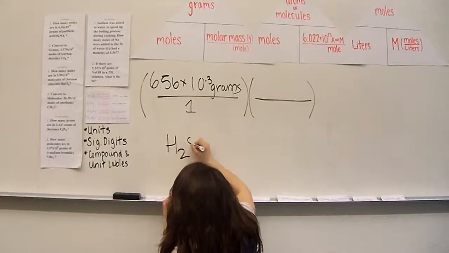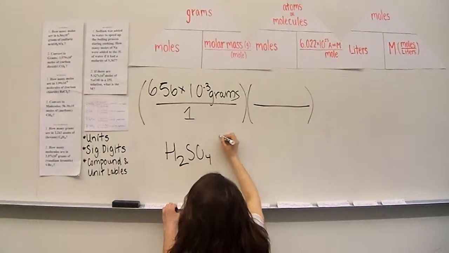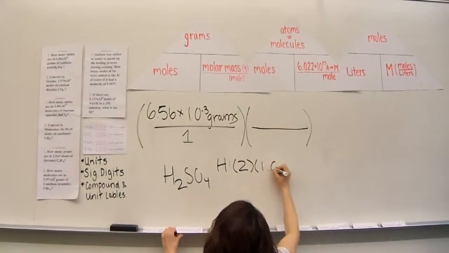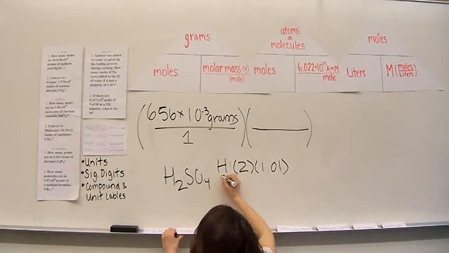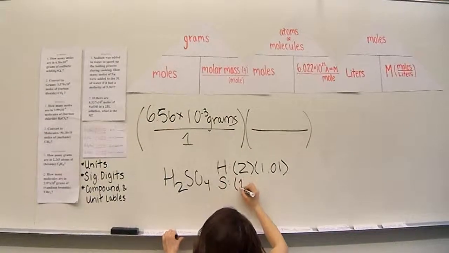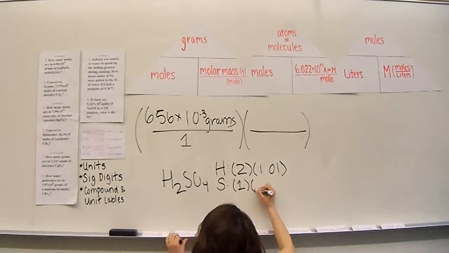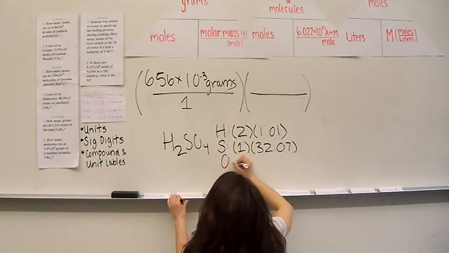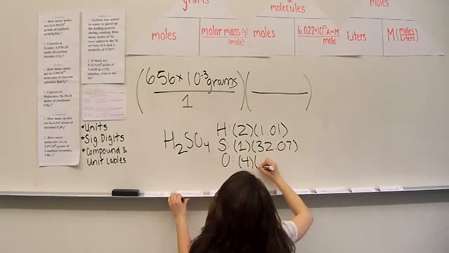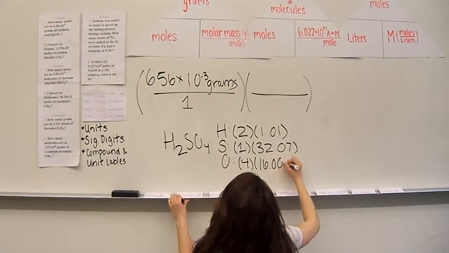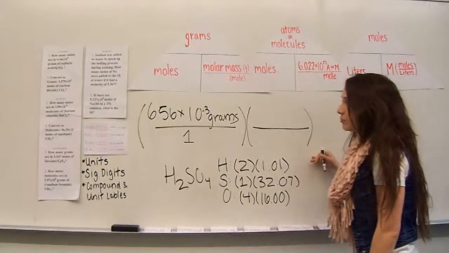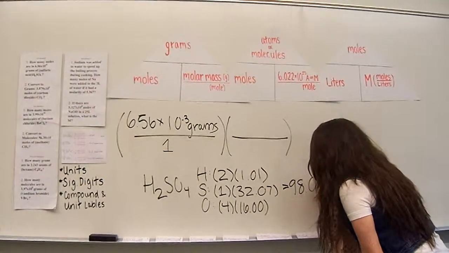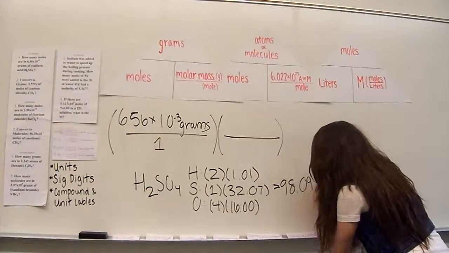So we have H2SO4, which has 2 parts hydrogen. Hydrogen's atomic weight is 1.01. 1 part sulfur. Sulfur's atomic weight is 32.07. And we have oxygen with 4 parts, and its atomic weight is 16.00. Once you multiply that out, you will be given 98.09 grams per mole.